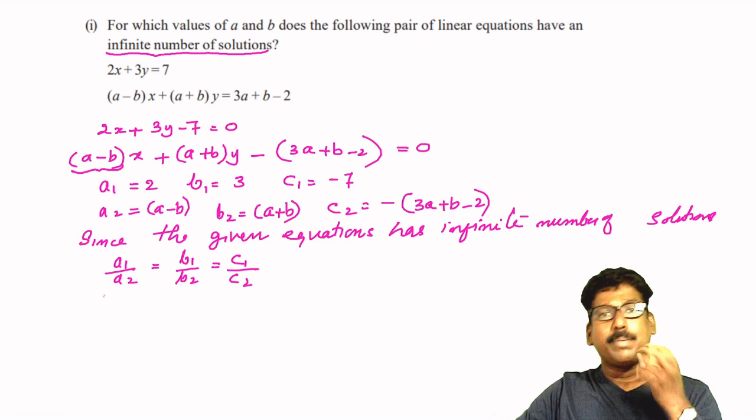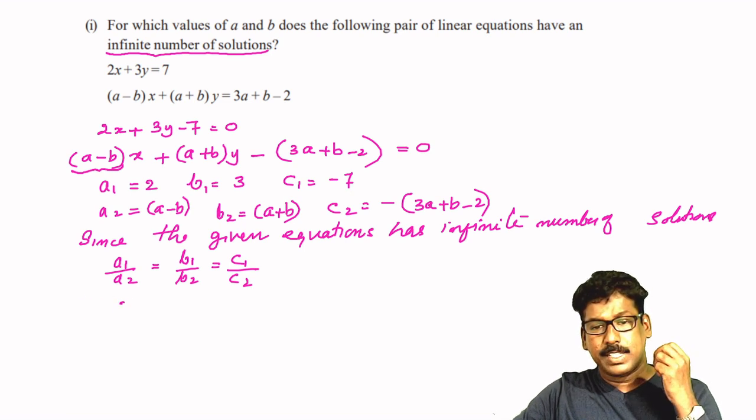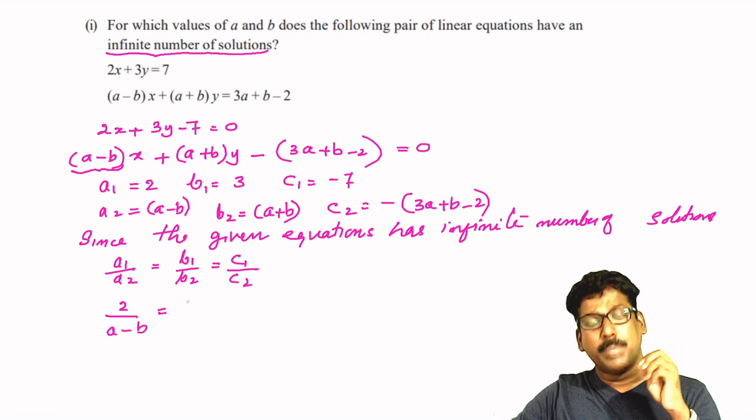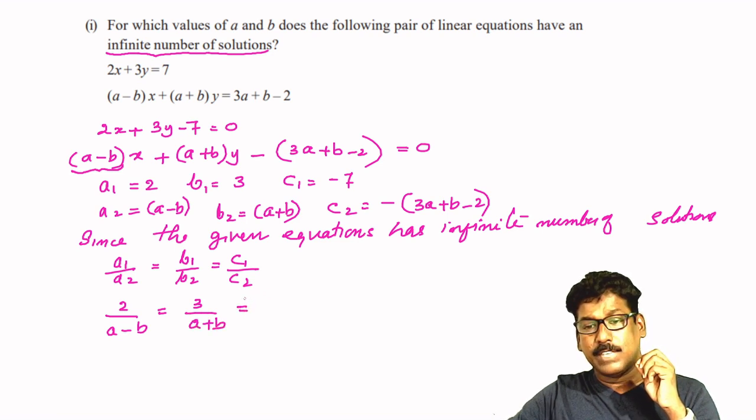Now what is a1 by a2 here? Yes, it is 2 by (a minus b), which is equal to b1 by b2, that is 3 by (a plus b), and which is equal to c1 by c2, that means negative 7 by negative of (3a plus b minus 2).